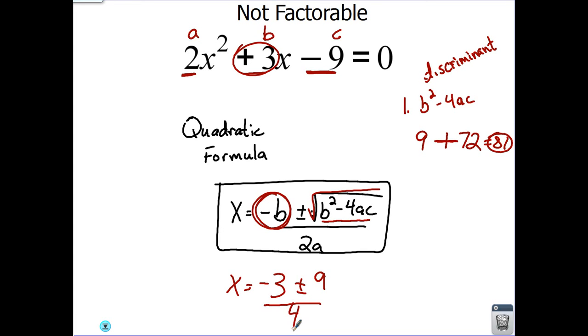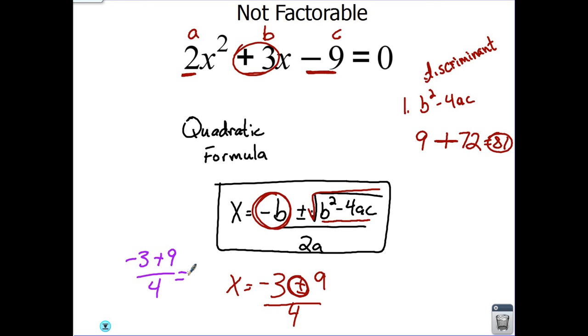Now let me show you how to get it from that. This symbol, once again, means positive or negative, means plus or minus. That's two answers. Your first answer is negative 3 plus 9 divided by 4. What is that? Negative 3 plus 9, and that's 6.